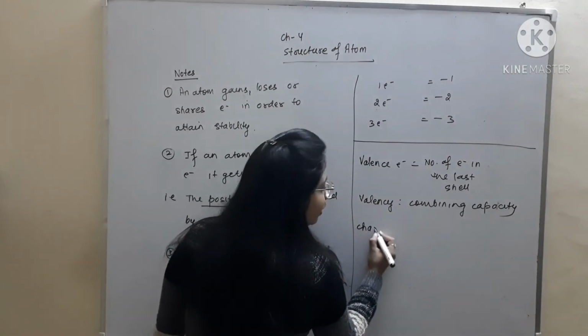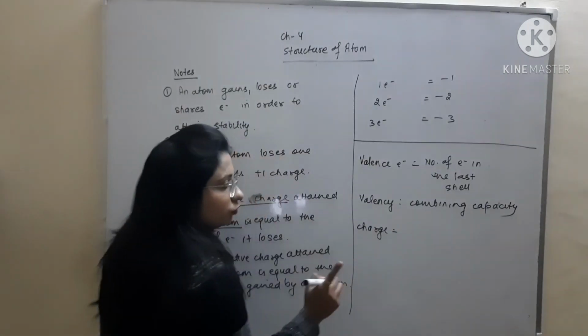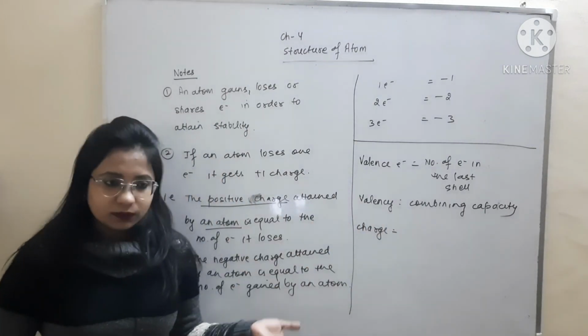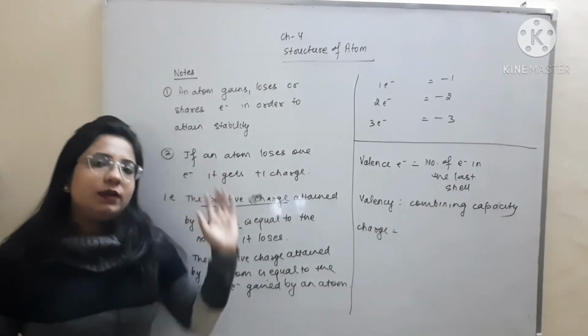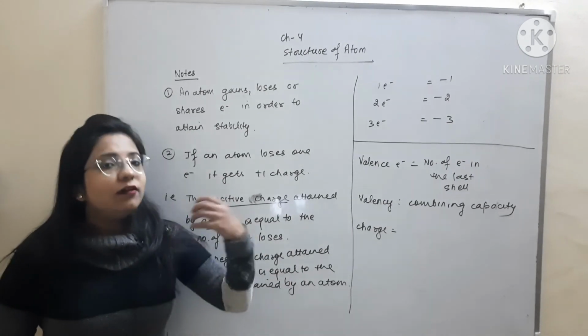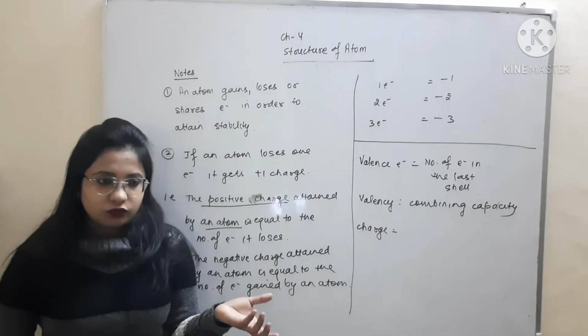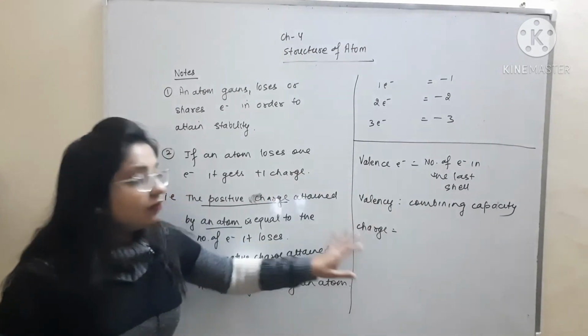Whereas charge is this positive and negative charge. Valency does not have any charge, valency is just a number. Whereas charge will have a plus sign or minus sign. After gaining or losing the electrons, it will have plus or minus charge. Okay, so all the things are different from each other.